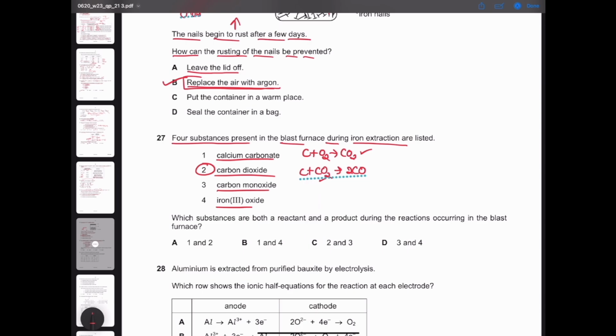And in the third equation of iron extraction, Fe2O3 reacts with carbon monoxide to form Fe and CO2, right? It's not balanced, but you get the idea. So here again, CO, carbon monoxide, is a reactant now. So both carbon dioxide and carbon monoxide behave as reactant as well as products. So the answer should be 2 and 3, which is C.